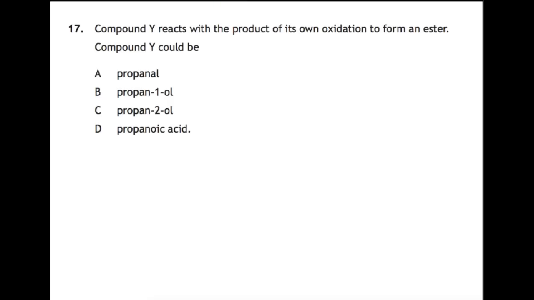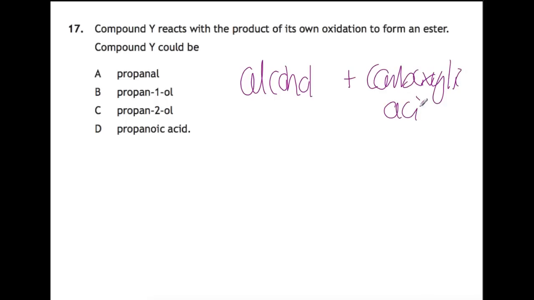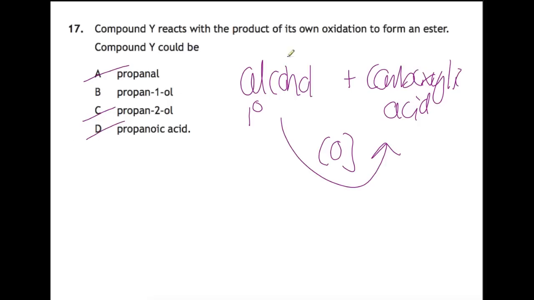Question 17. Compound Y reacts with the product of its own oxidation to form an ester. So for all esters, you need an alcohol and a carboxylic acid. You can oxidize an alcohol to a carboxylic acid only if it's primary. So you need to have a primary alcohol to be able to oxidize to form a carboxylic acid and then react the two together. So propanal is an aldehyde, propan-1-ol is a primary alcohol, propan-2-ol is a secondary alcohol, so won't oxidize to a carboxylic acid, and propanoic acid is the carboxylic acid that would get used. So our answer is B, propan-1-ol.